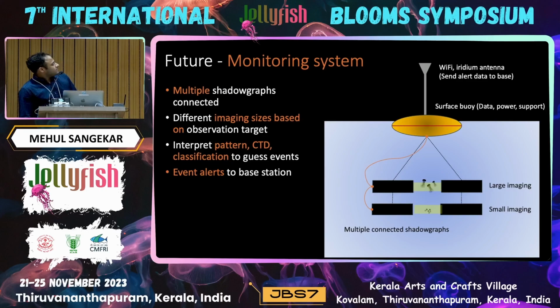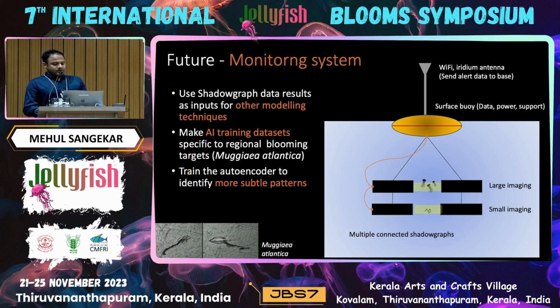Now, what could you do with such a system? If we could set up a monitoring system with multiple shadowgraphs, we already have 2 with 2 different resolutions, but you could make them based on what target you're looking for. Based on the patterns or groups that come in front of the shadowgraphs, you can predict whether it's an animal, or high or dense particles, then use the CTD to guess if there's going to be a plume or an event happening, and then alert the station. I think that will be quite nice.